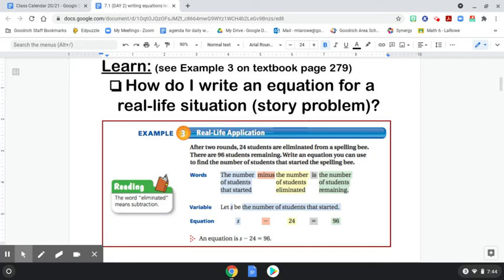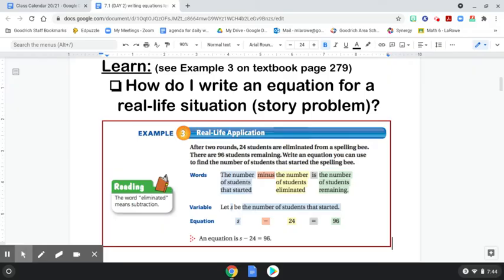Our textbook example 3 on page 279 shows us an example of a real life application situation. We'll pause the video while you look to see how exactly the equation gets written for this situation. So you can see that they started off with the variable. S is the question. How many students? We don't know. And when we don't know the information, we use a variable to write it out as part of our math equation. So they let S be the number of students.